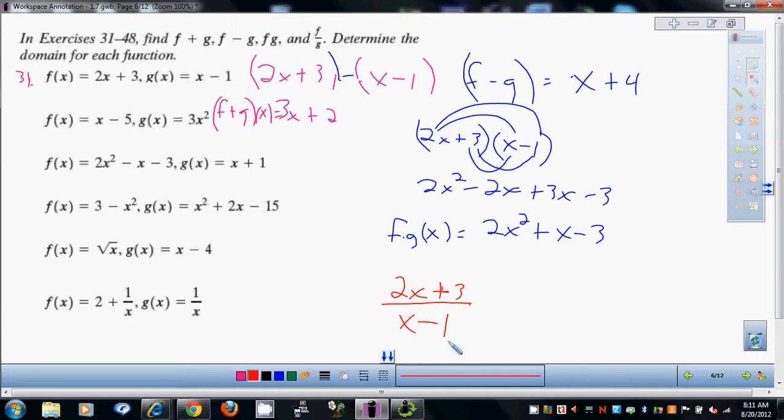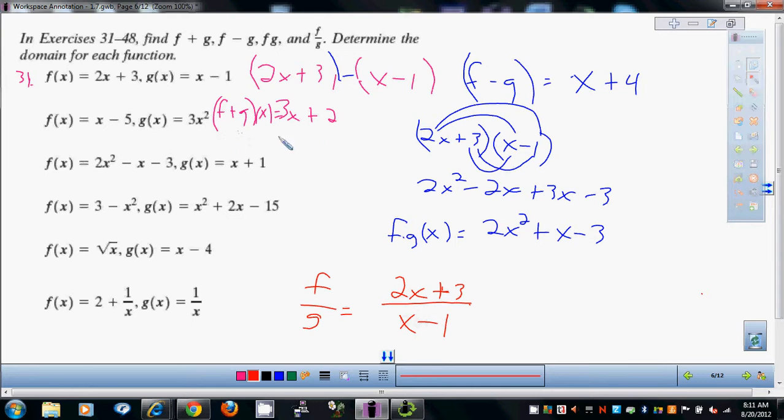Now, the only thing we haven't done for each of these is determine the domain, but we'll go back to that in a second. Nothing reduces on f divided by g, and most of the time it won't. So that's done. All you do is stack them and you're finished most of the time. Now let's go back and look at these.